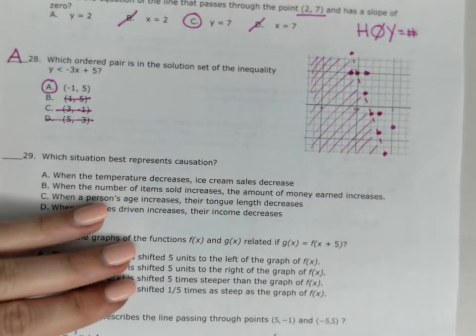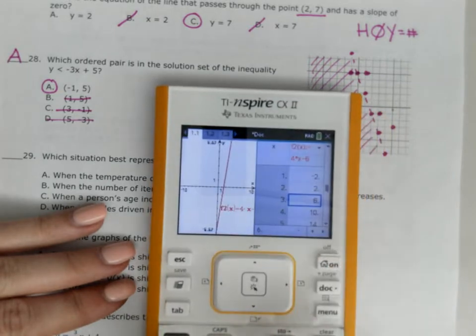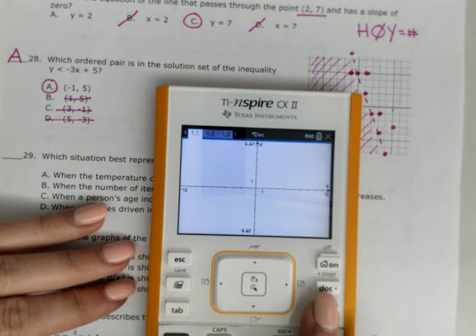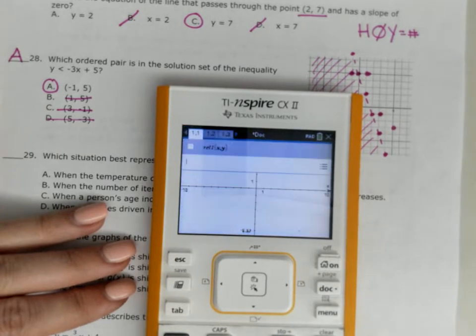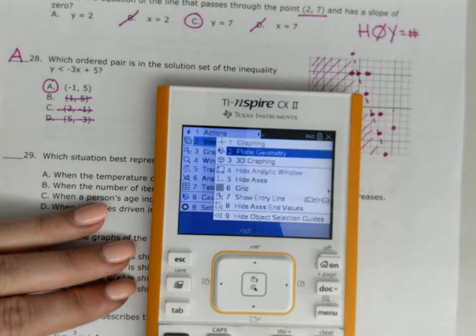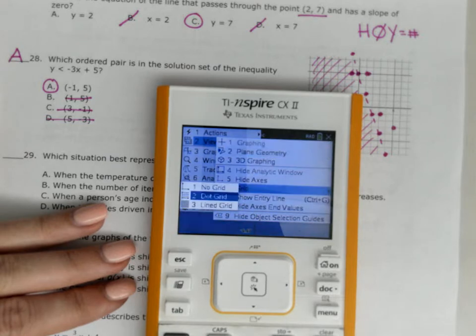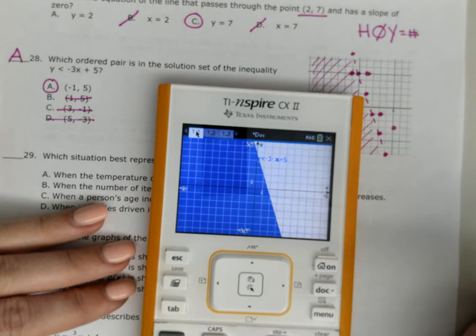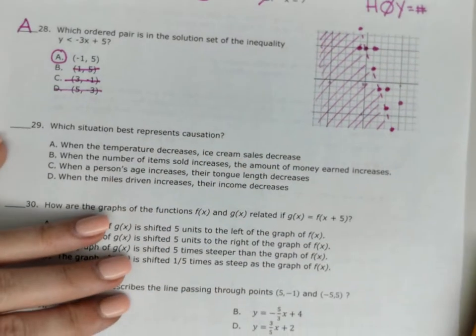If you struggle with graphing, remember, we can graph on our calculator. Control T. I'll delete this. So menu 3, 2. Y, control equals to get the less than symbol. Negative 3x plus 5. And there it is graphed for me. If I want to see the grid lines, menu 2, grid, lined grid, and now I can check my specific points and see which one is in the shaded area.